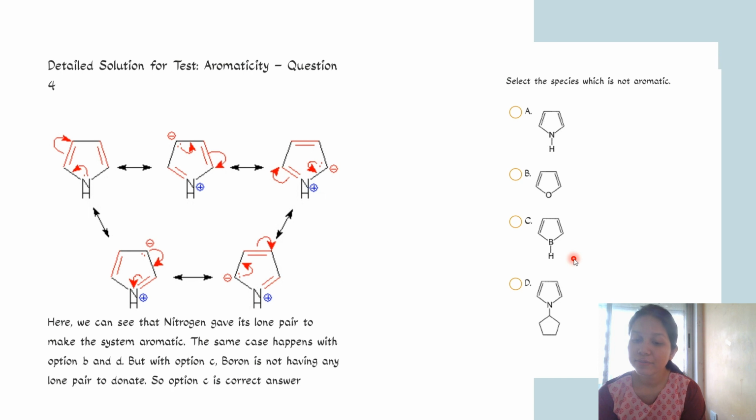Then if you look at option D, which is a substituted pyrrole, here also you have a lone pair of electrons on the nitrogen atom. That lone pair will be donated to the ring, and a total of 6 pi electrons will delocalize across the ring, and you can visualize the delocalization of pi electrons in this fashion. So among all the 4 options given, compound C is not the aromatic one, rather it is anti-aromatic. So option C will be correct for this question.